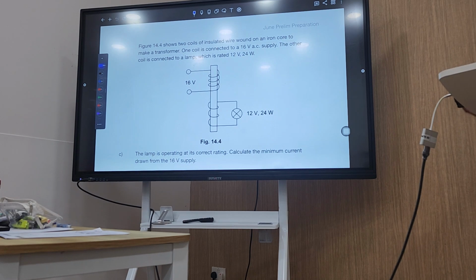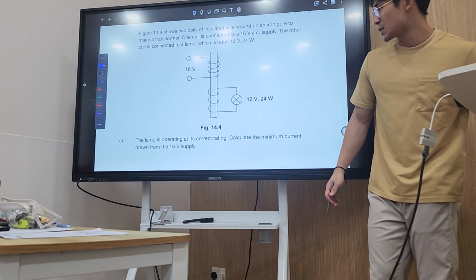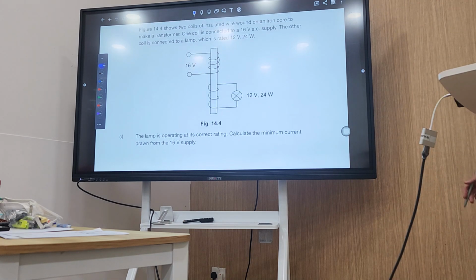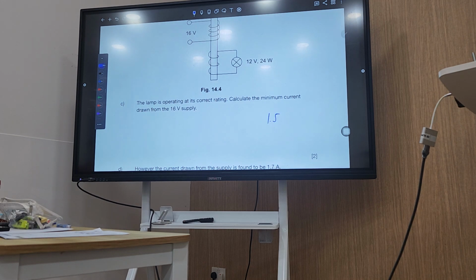Okay, 2 coils of insulated wire. The lamp is operating and its current rating, calculate the minimum current drawn from a 16 volt supply. The answer for this one is 1.5, I believe. Are we okay? Anyone never get 1.5?